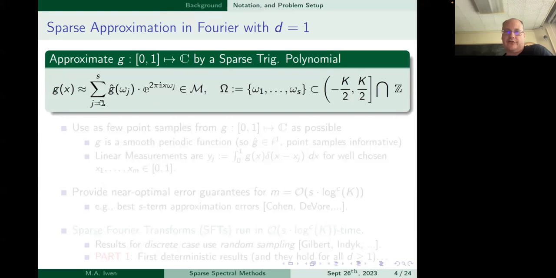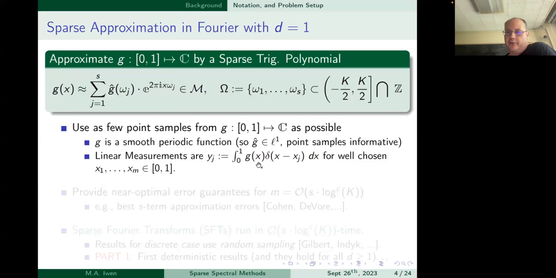So here's a one-dimensional setting. I have a function from [0,1] into the complex numbers. I'm going to control where the frequencies are going to be, the maximum degree of a trigonometric polynomial that I'm going to consider. Basically, I'm going to use a bandwidth parameter k, I'll call it, to have the maximum degree that I'm going to consider. And then I need to find s integers inside of this range that I'm going to use for a best trigonometric polynomial approximation of g. And that's the trigonometric polynomial approximation version of this problem, exactly.